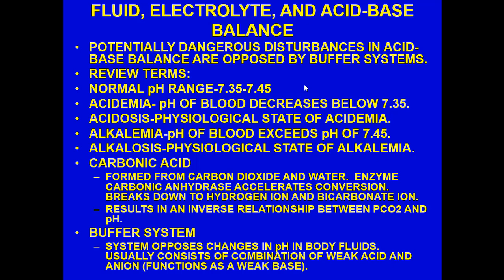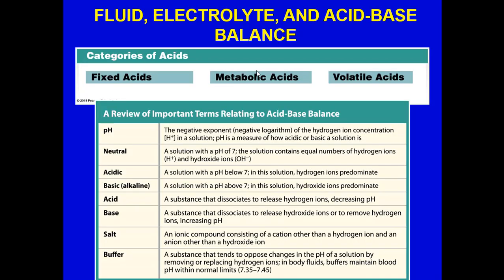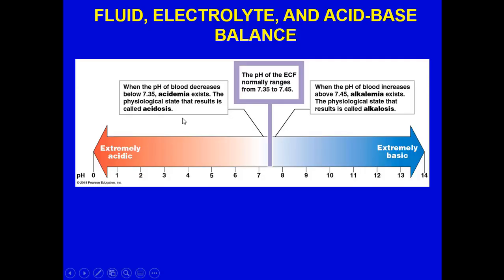So, buffer systems. These are systems that oppose changes in pH in body fluids. They usually consist of a combination of a weak acid and an anion. The anion basically functions as a weak base. So we've seen the categories of acids: fixed, metabolic, and volatile acids. I encourage you to take time to review these terms. Actually, you should be fairly familiar with them, because you had these in A&P 1, as well as your chemistry, okay? Keep in mind that here we have that narrow range, 7.35 to 7.45.